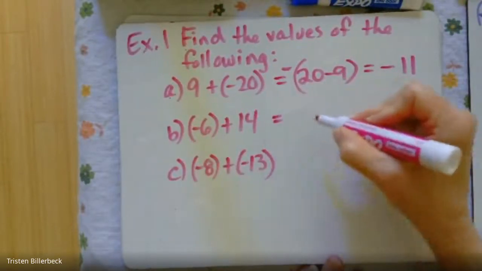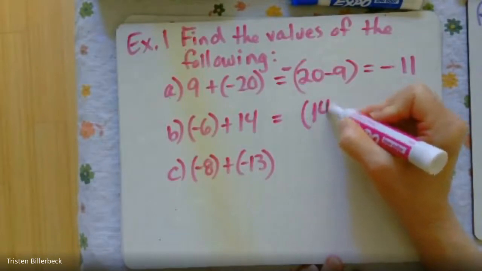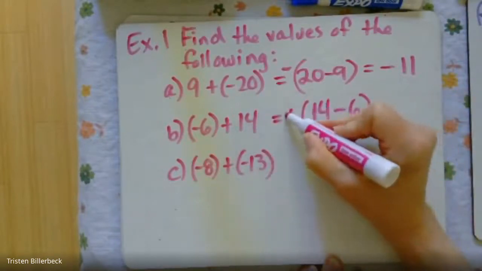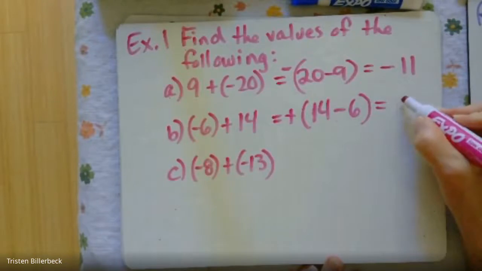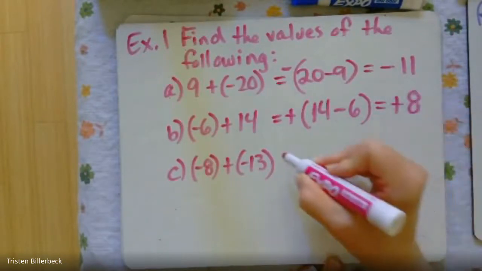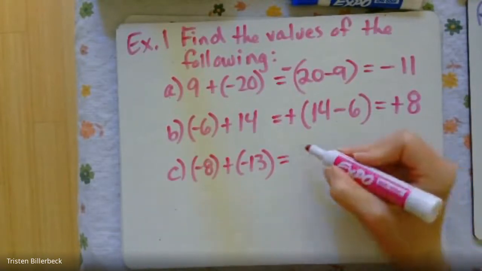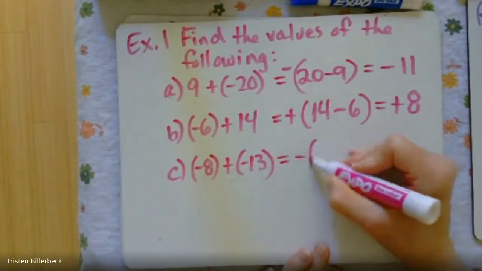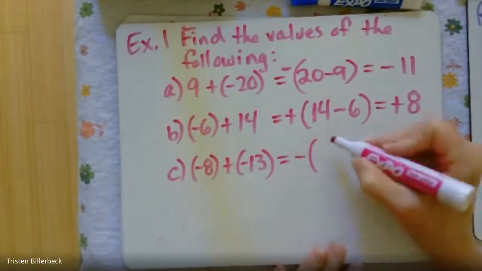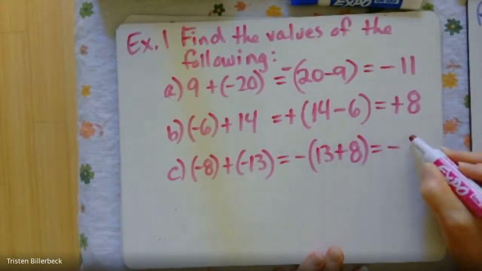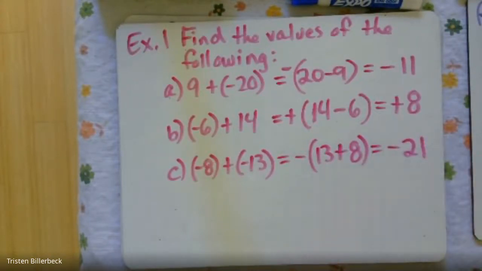This one, we're going to have 14. It's still different signs, take the difference, minus 6. And this is positive, so it's going to be a positive number. So we have positive 8. And this one, it's same sign sum. They're both negative, so let's put the negative out here because the bigger number is negative, and we're going to do 13 plus 8. So our answer is negative 21. Isn't that easy when we just think about same sign sum, different signs take the difference?